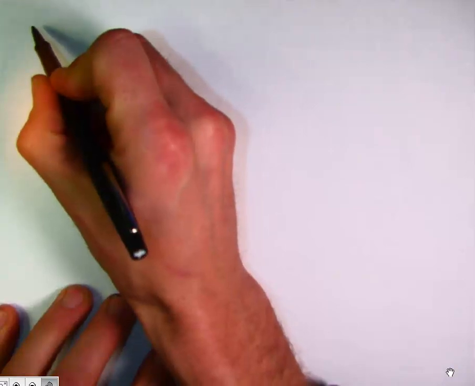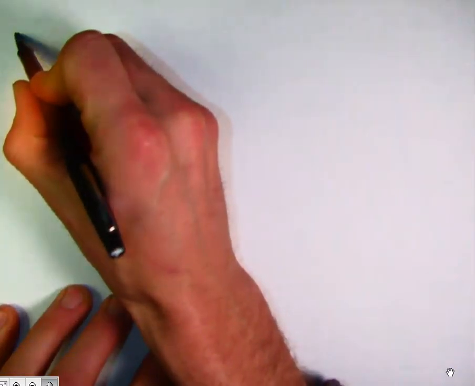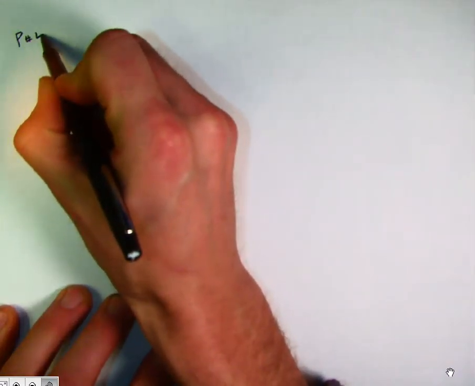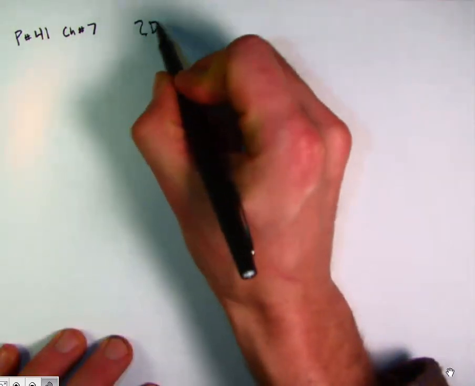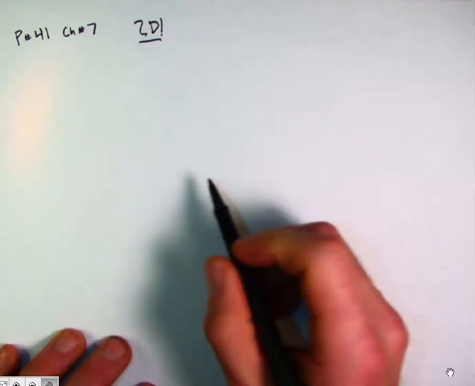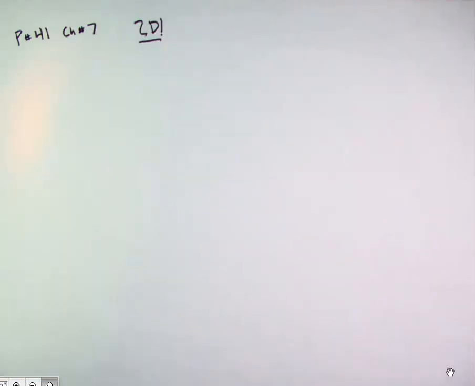We're going to do another example problem for you tonight. We are going to do problem number 41 from chapter number 7. And this problem is going to involve conservation of momentum in 2 dimensions. 2D. So, let's get started.